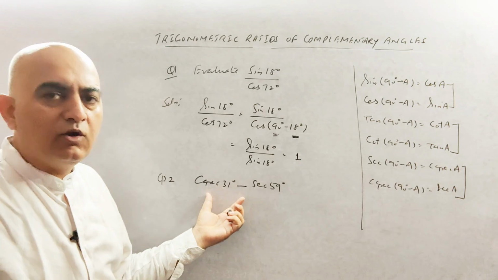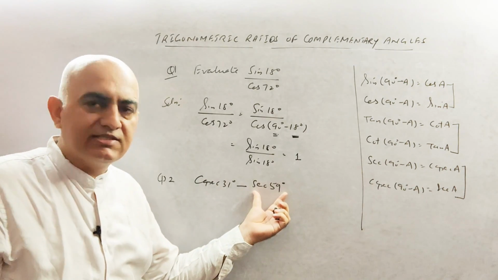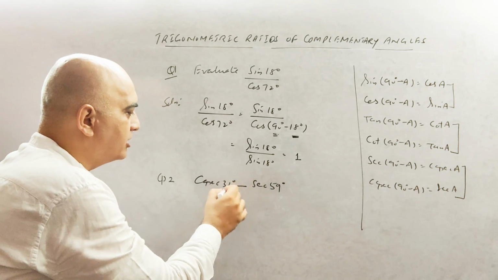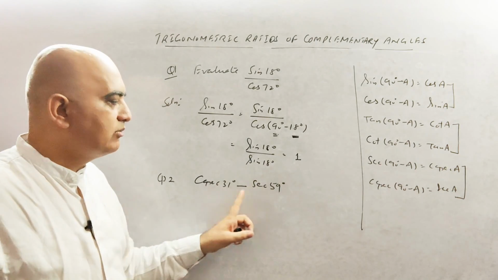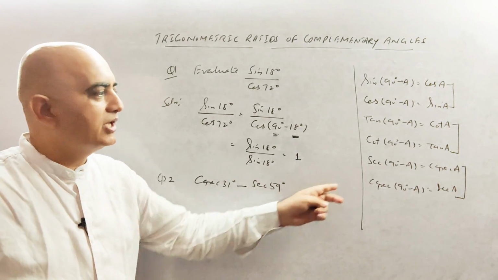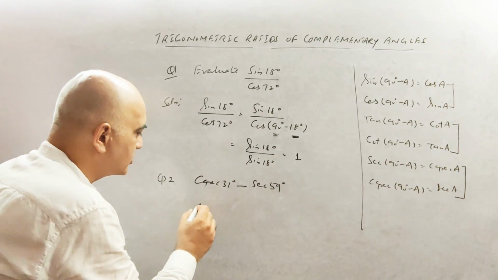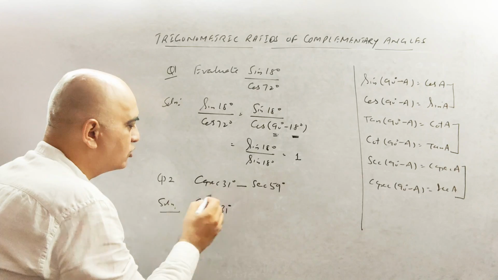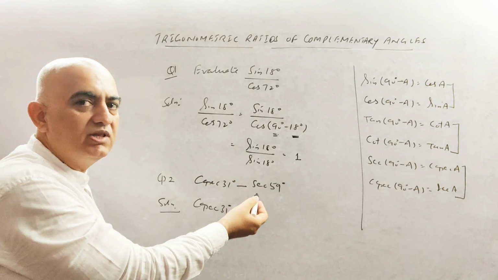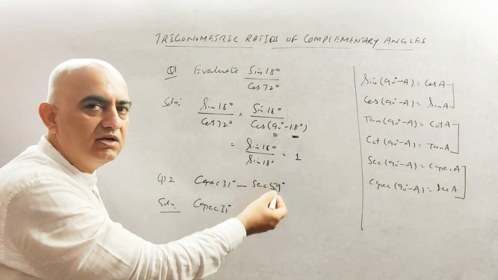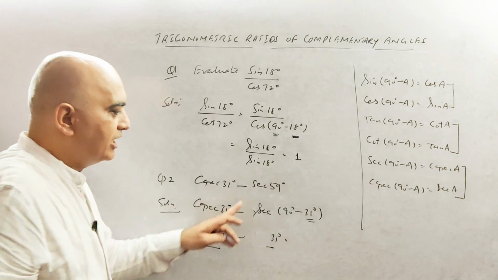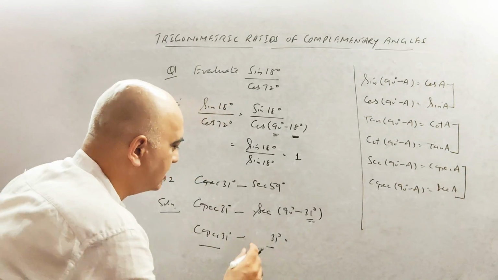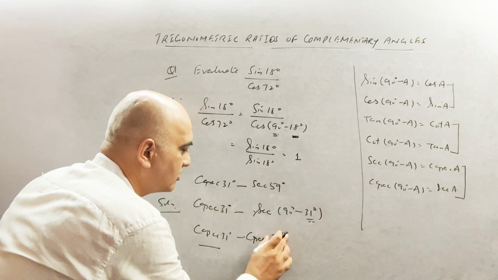Now we are interested to find out the value of cosec of 31 minus secant of 59. Again, we have the same concern, 31 and 59. What is the sum of these two angles? That is 90. So we can apply these formulas. We have to convert any one of them. You can convert the secant into cosecant or cosecant into secant, any one. So secant of 59 is secant of 90 minus 31, and secant of 90 minus A is cosecant A. So we can write it as cosecant of 31.